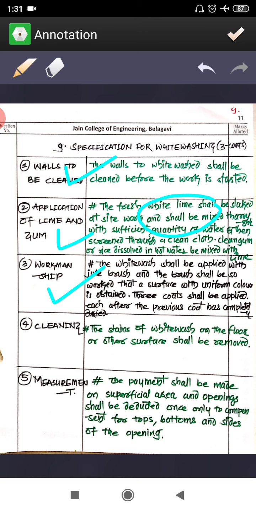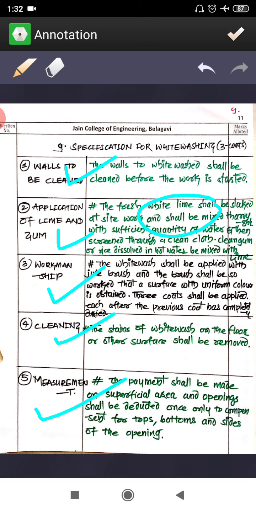See, you are supposed to use jute brushes for that. Whitewash shall be applied with jute brushes, and the brush shall be worked on the surface until a uniform color is obtained. 3 coats shall be applied, each after the previous coat has completely dried, right? One coat should get dried, then you apply the next coat, using the jute brushes. Cleaning: after applying, whatever staining of whitewash is on the floor and other surfaces shall be removed. You have to clear that. Then measurement: this is a square meter quantity, so we are going to consider square meter quantity.